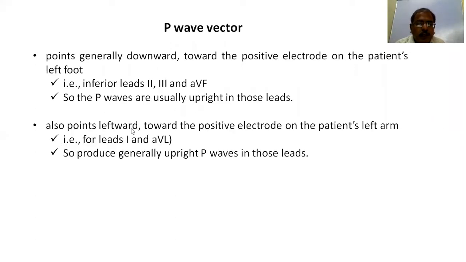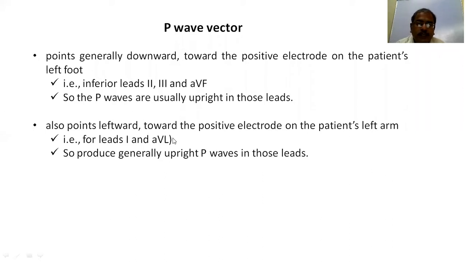Similarly, it also points leftward towards the positive electrodes on the patient's left arm. That means lead 1 and AVL. So the P vector produces generally upright P waves in lead 1 and AVL. That means if we combine these together, lead 1, lead 2, lead 3, AVF and AVL, in all these leads, you will get an upright P wave, except for AVR.